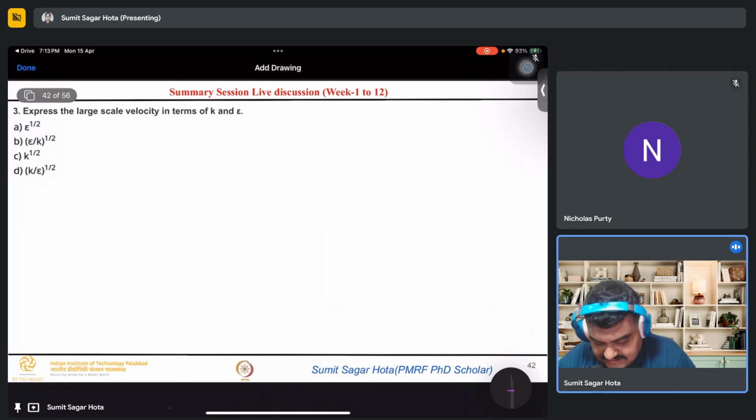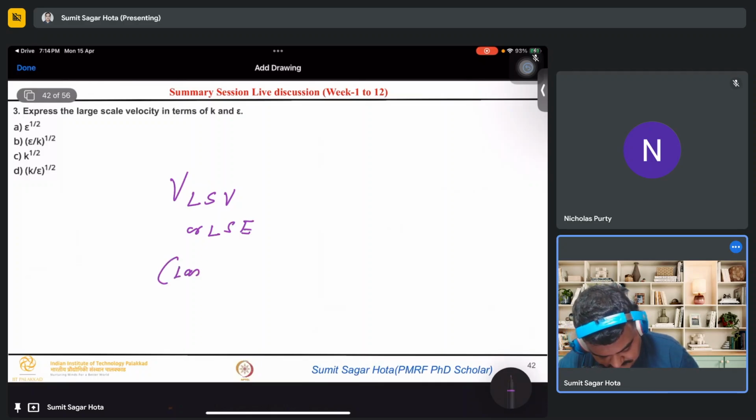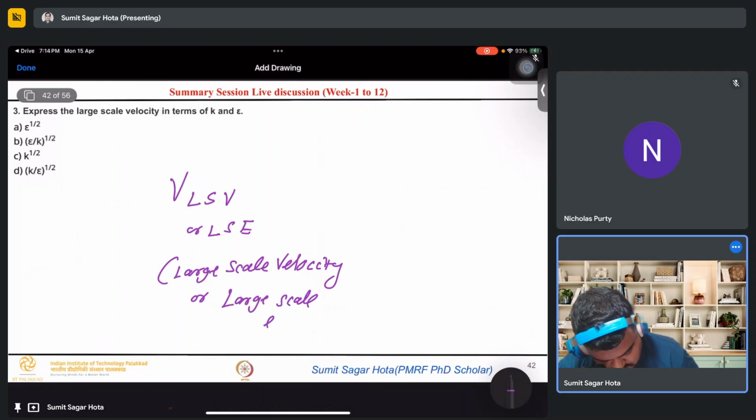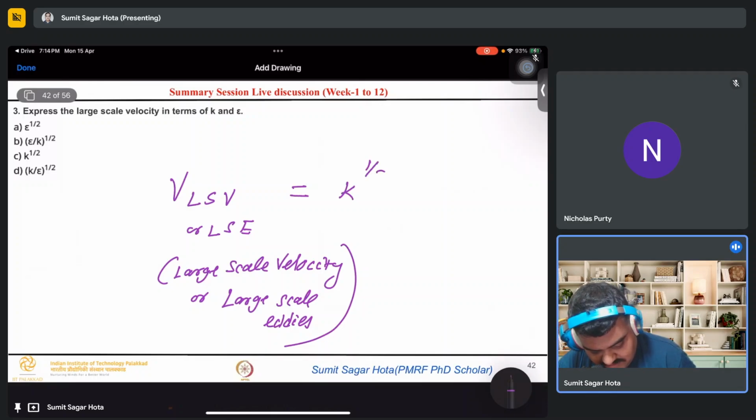Express the large scale velocity in terms of K and epsilon. Let the velocity scale V for the large scale velocity or large scale eddies be equal to K to the power 1 by 2. What is K? Turbulent kinetic energy.